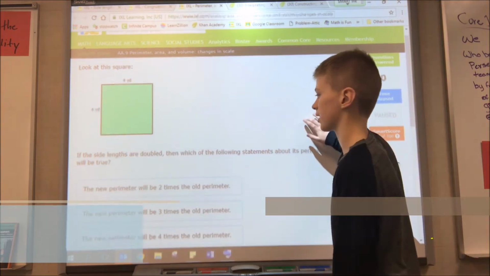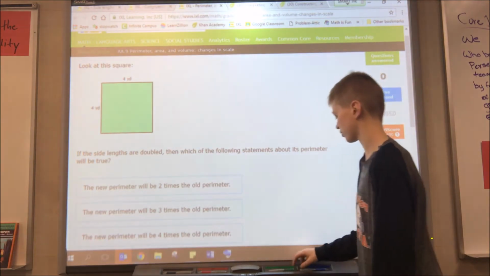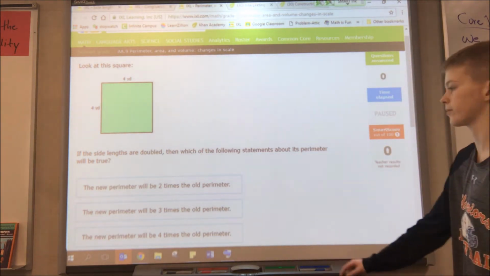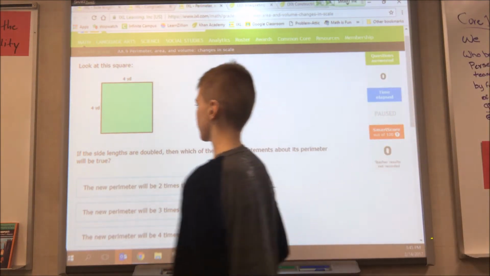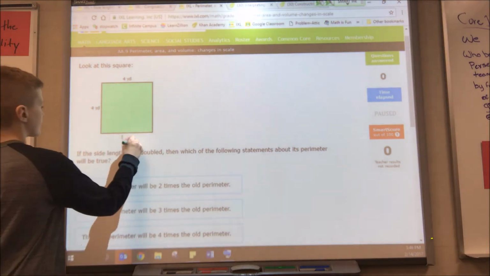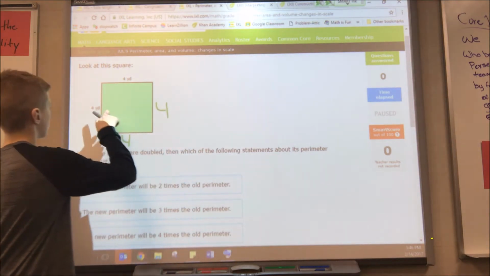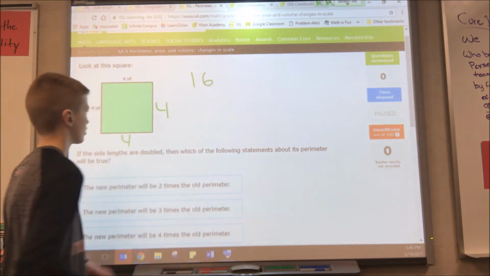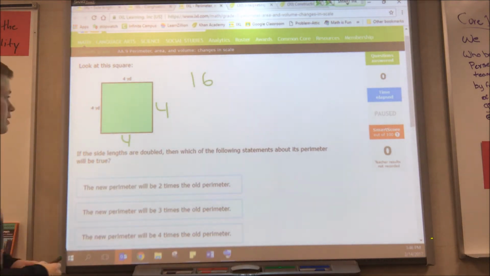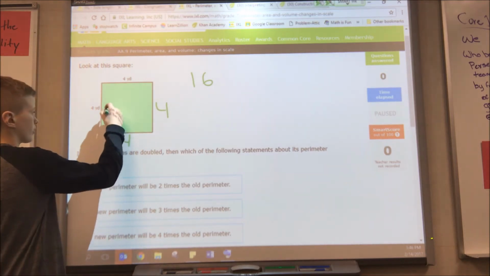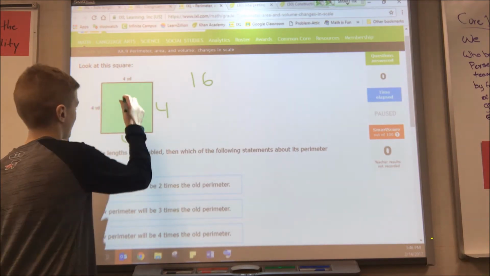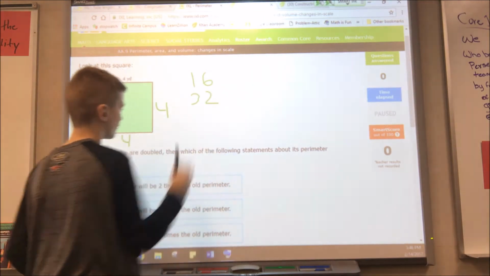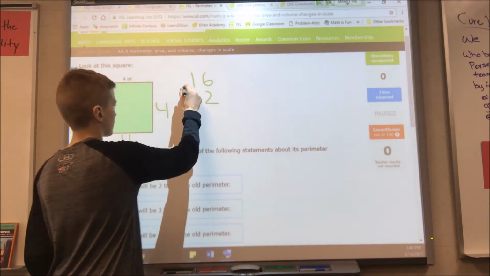On this question, it's asking us if this square's side lengths were doubled, which of the following statements about its perimeter would be true? So the perimeter right now is 4 plus 4 plus 4 plus 4, which is 16. So right now the perimeter is 16. If you doubled it, the perimeter would go to 8 plus 8 plus 8 plus 8, which would equal 32.